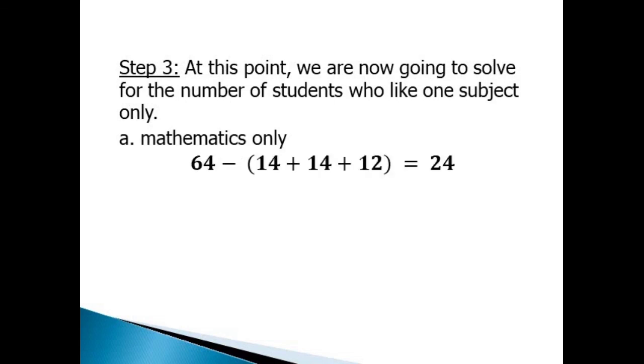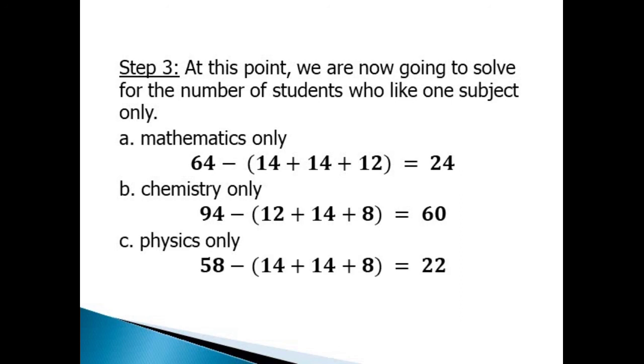For mathematics only, we will subtract the sum of 14, 14, and 12 from 64. So the answer is 24. It means that 24 students like mathematics only. For the number of students who like chemistry only, we will subtract from 94 the sum of the students in the parts of the circle which are part of chemistry. So we have 12 plus 14 plus 8. So the answer is 60. It means that 60 students like chemistry only.